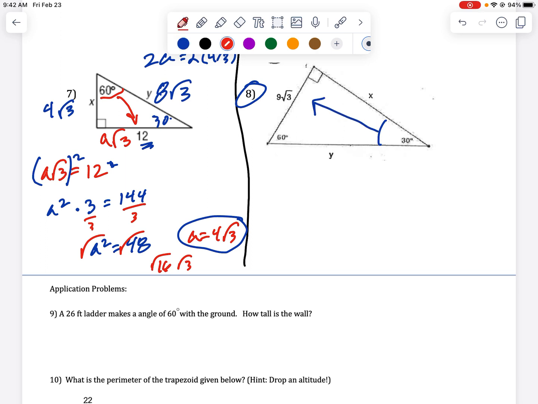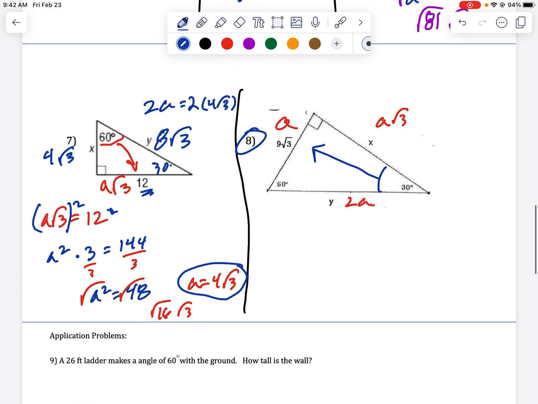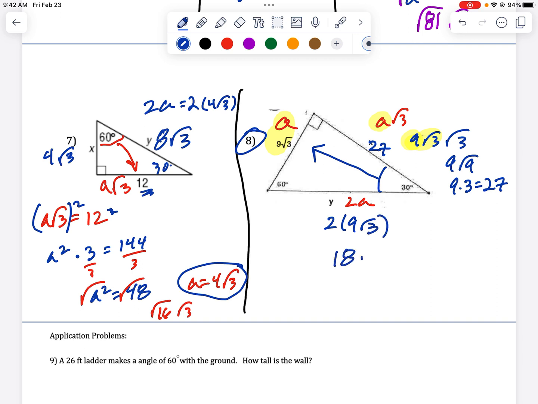Now here I go with my work. So 9 is A. So that means this is 9 root 3 times root 3, which is 9 root 9, which is 9 times 3, which gives me 27. Excuse me, 9 root 3 is the A. So that's how that worked out. So 2A. So it's 2 times 9 root 3, which is just 18 root 3.